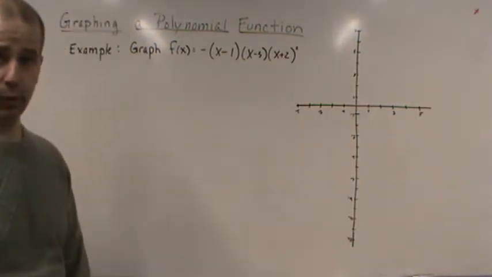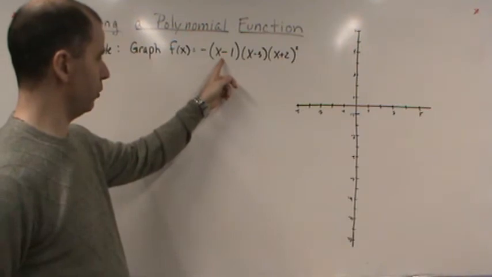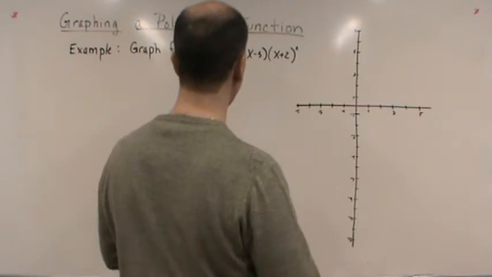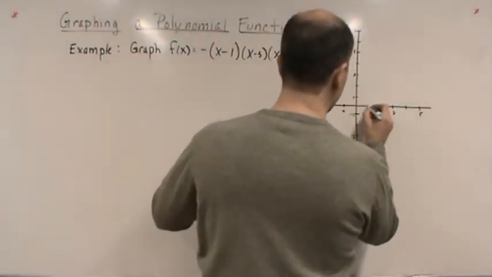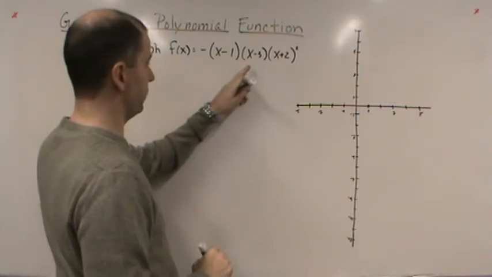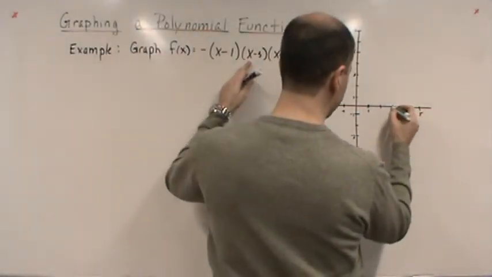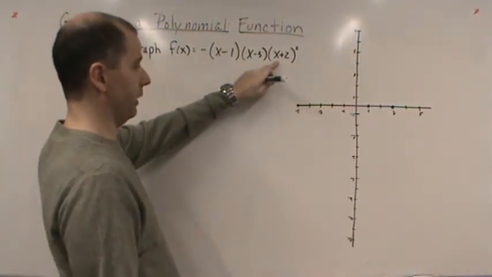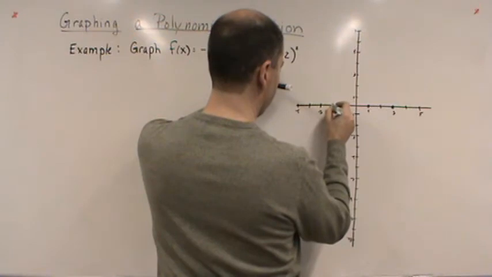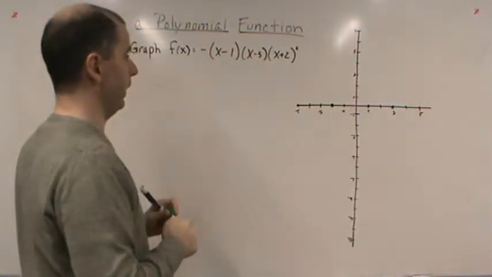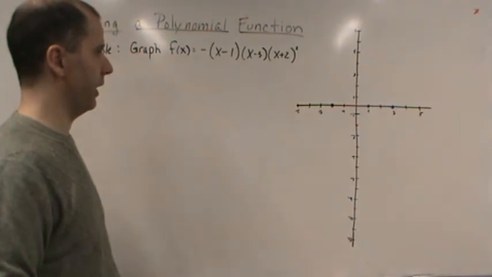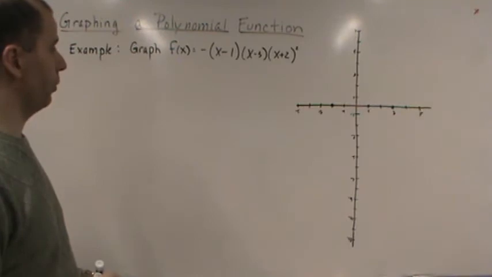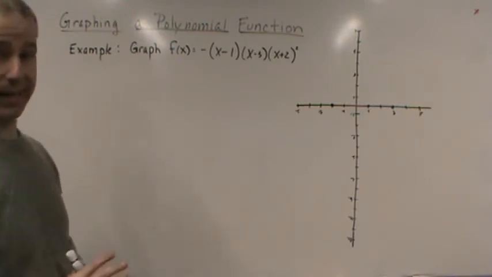And so what we're going to do is just use the zero product principle, right? So we know that this is going to be 0 when x is equal to 1. So we know we have an x-intercept at 1. Okay, we also have a 0 at 3. And we have another 0 at -2. And this is also a repeated 0. It has an exponent of 2. And so those are the 3 intercepts that we have for x-intercepts.